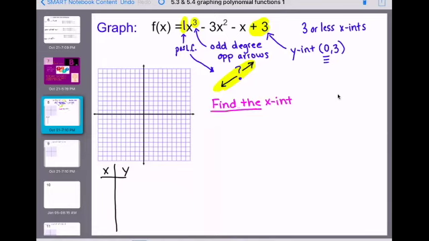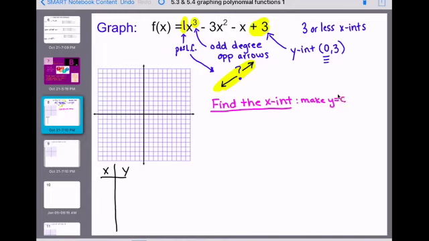Okay, in general, not for this question specifically, but in general, how do you find an x-intercept? Think about the most general answer you can give me, not specific to this question. How do you find an x-intercept? Make y 0. Make the y value 0. Perfect. Okay, so we are going to make the y value 0.